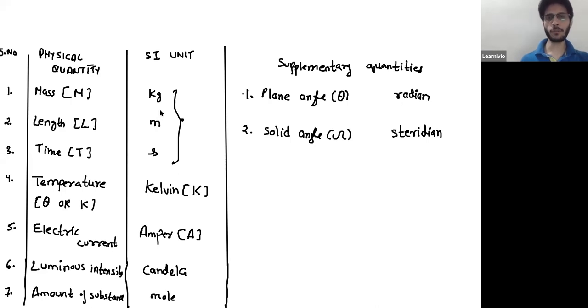Always remember these seven fundamental quantities as letters of any language, just like letters. So is steradian the SI unit of solid angle? Yes, the SI unit of solid angle. Solid angle is basically a three-dimensional angle. One example of solid angle is that of a cone. A cone is a three-dimensional figure. So the base of the cone subtends a three-dimensional angle at the vertex. This three-dimensional angle is a solid angle, which we measure in steradian. It's not radian.